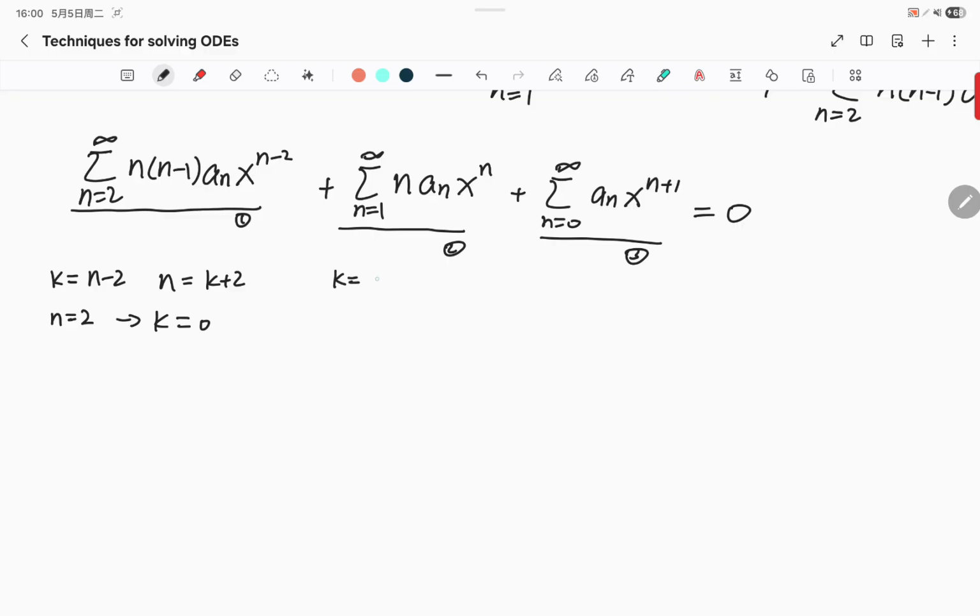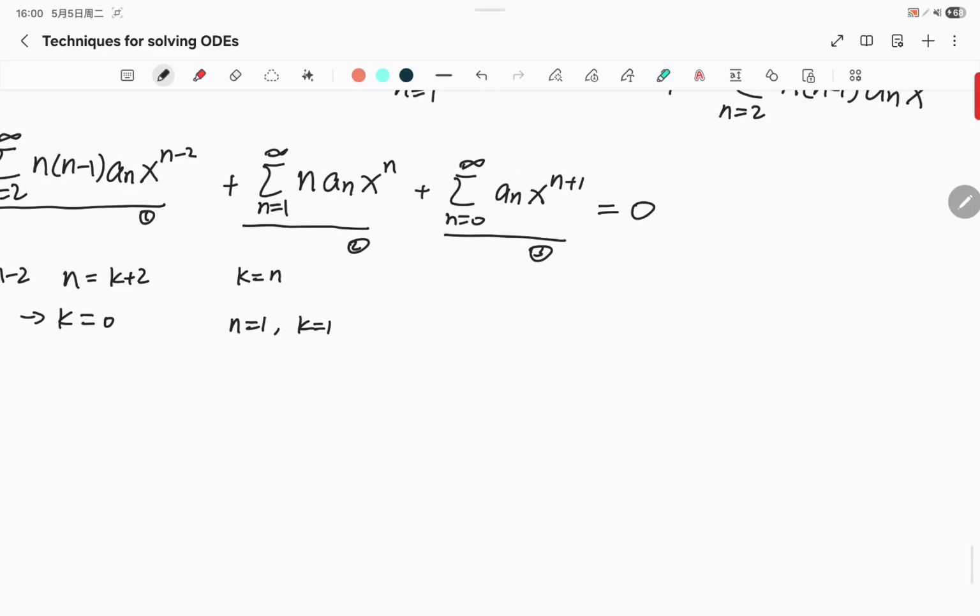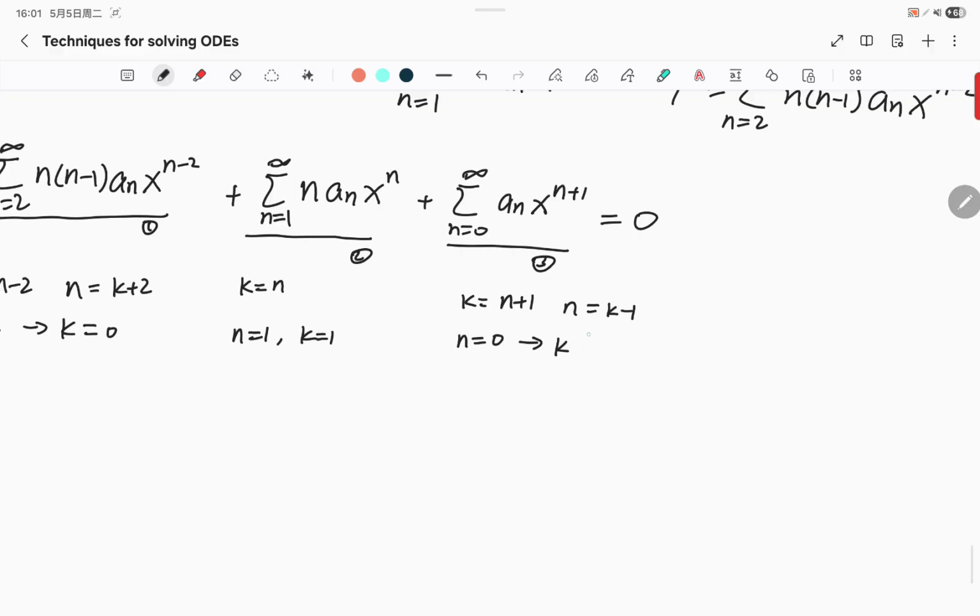For series 2, we let k be equal to n, and since they're the same, when n equals 1, k is 1. For the third series, we let k be equal to n plus 1. That means n is equal to k minus 1. So when n is equal to 0, k is equal to 1, because 0 plus 1 is 1.